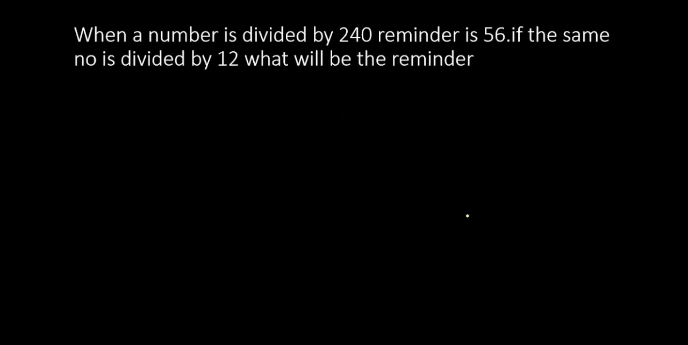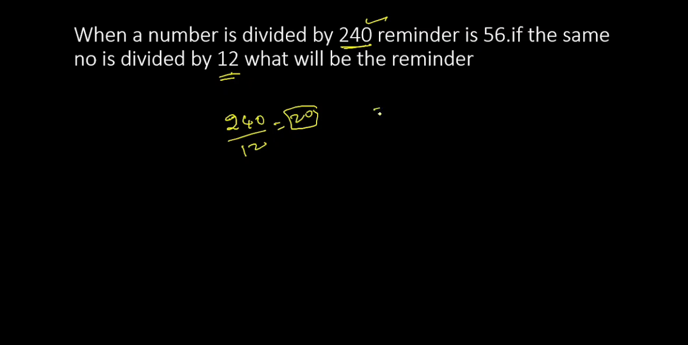When a number is divided by 240, the remainder is 56. If the same number is divided by 12, what will be the remainder? So no need to worry about this. Now please check whether this 240 is divisible by 12. 240 divided by 12 goes 20 times. Exactly it is divisible. If this number is divisible by 12, no need to bother about that.